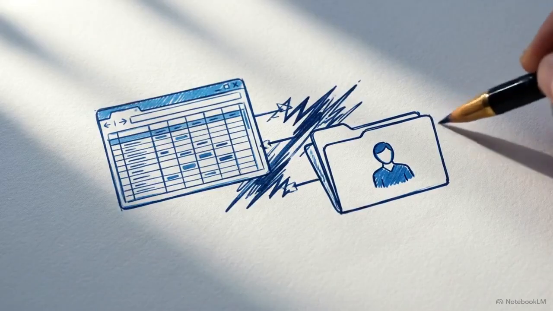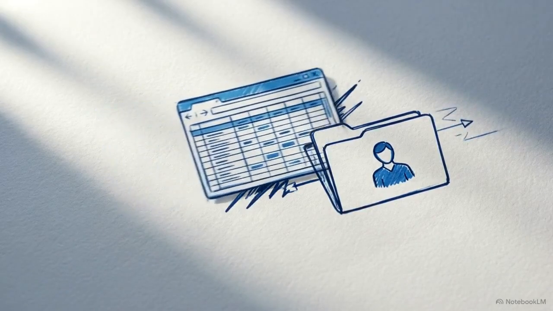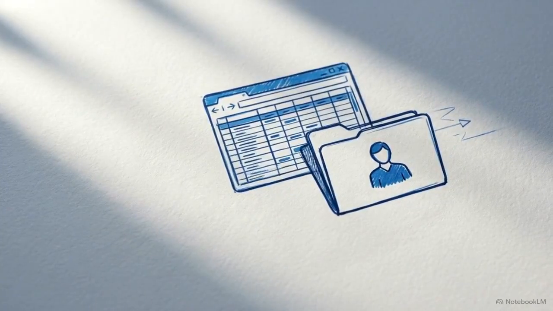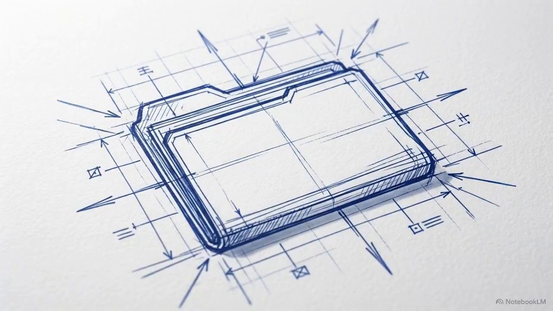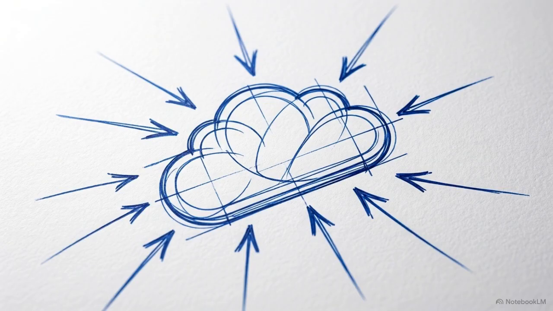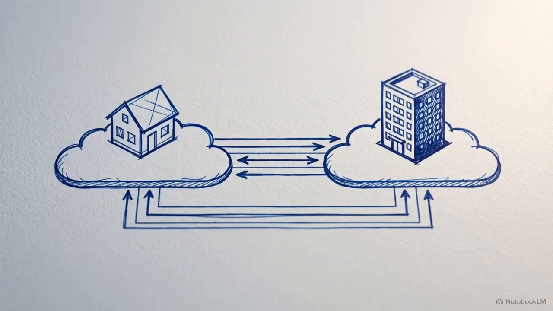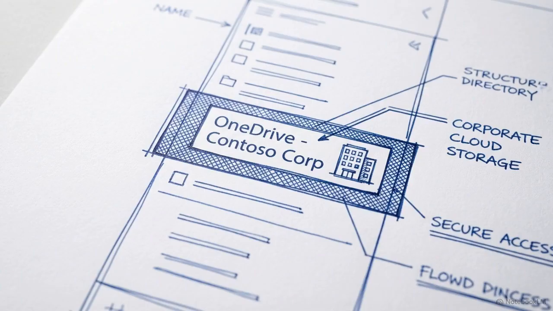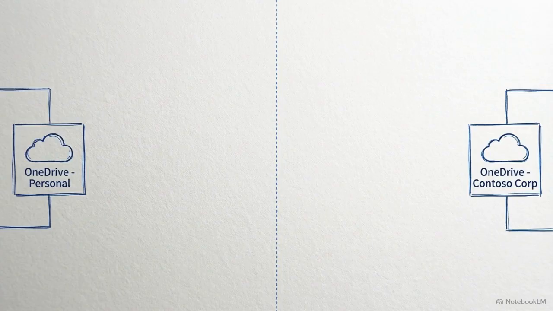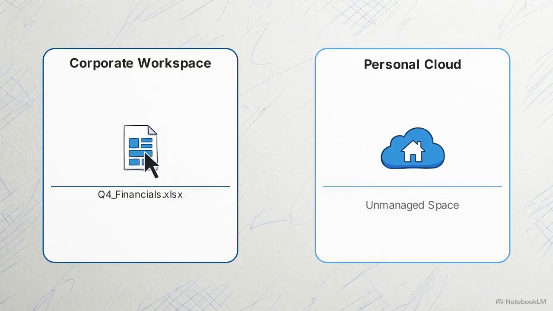Physical file storage is the next step. If you mistakenly save a sensitive work document into your personal cloud drive, securing it becomes much harder. Open your Windows File Explorer. You should now see that OneDrive has split your storage into 2 distinct sections. Look for the specific names. One will be OneDrive Personal, and the other will be OneDrive followed by your company's name. By separating these storage directories, you remove the risk of accidentally syncing corporate files to your personal cloud.